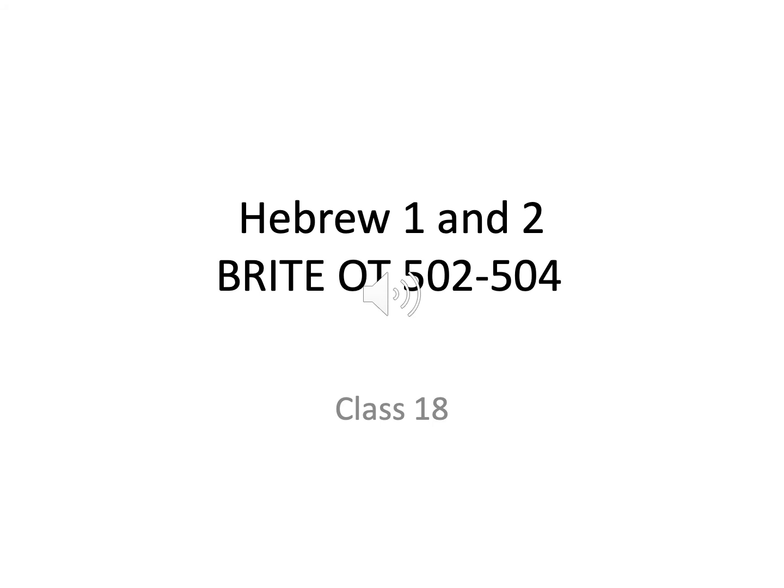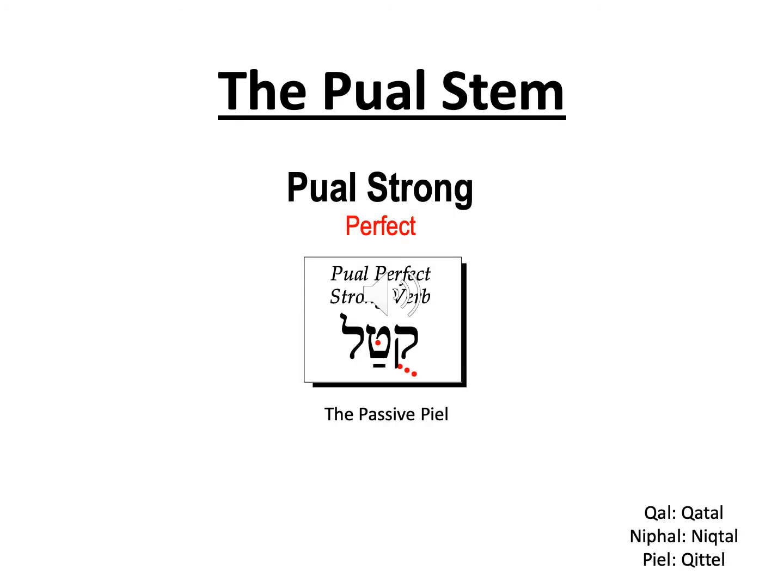Welcome to Lesson 18 for Hebrew 1 and 2, Bright OT 502-504. You may be wondering to yourself, wait a minute, I thought this was Bright Old Testament 500. Well, apparently, according to our school's academic catalog, that is not the case. This is Bright OT 502 and 504, which is how I'll be referring to it for the rest of the semester. Even though it really doesn't matter, it's still Hebrew 1 and 2. But at least we're being consistent.